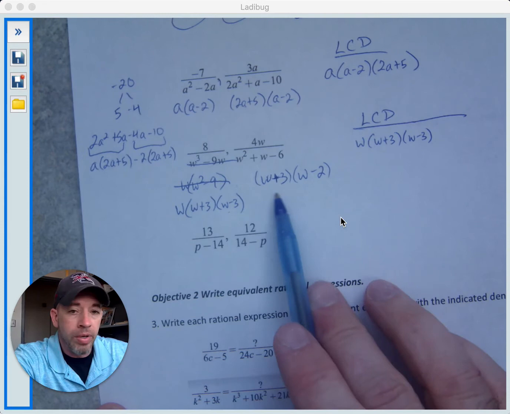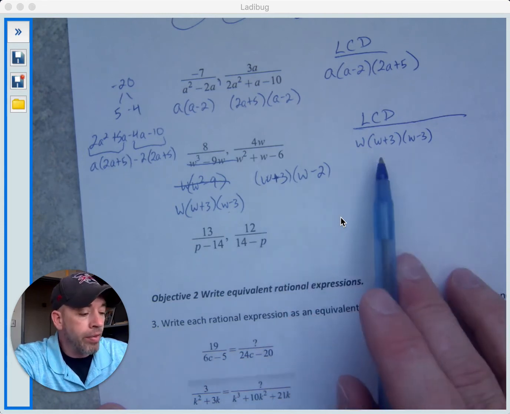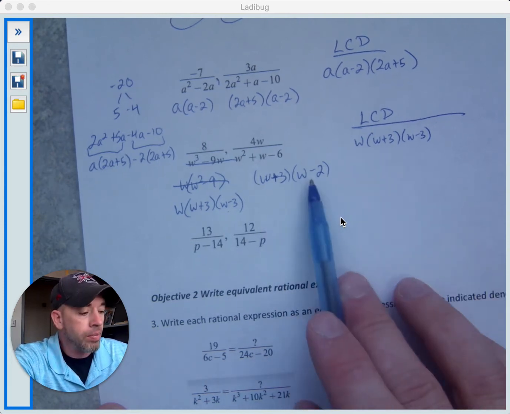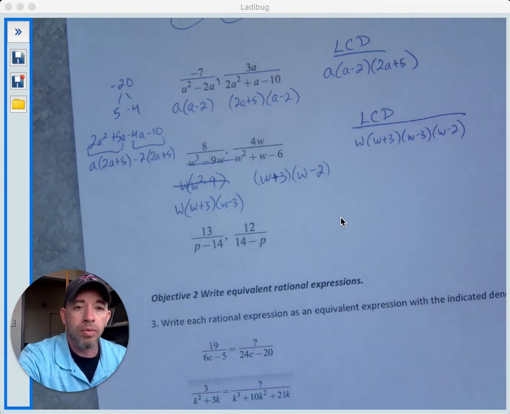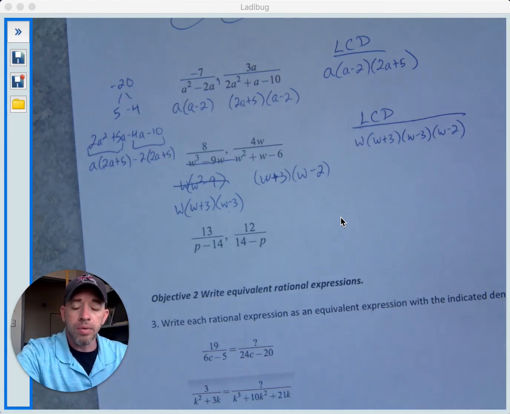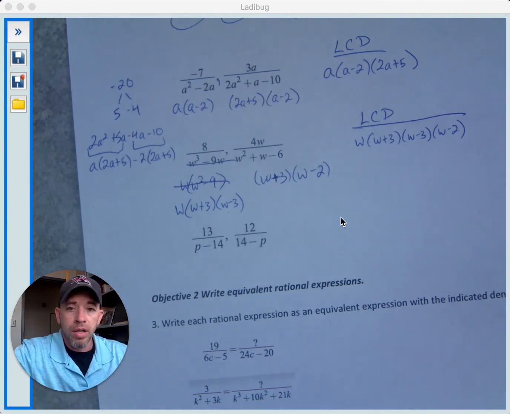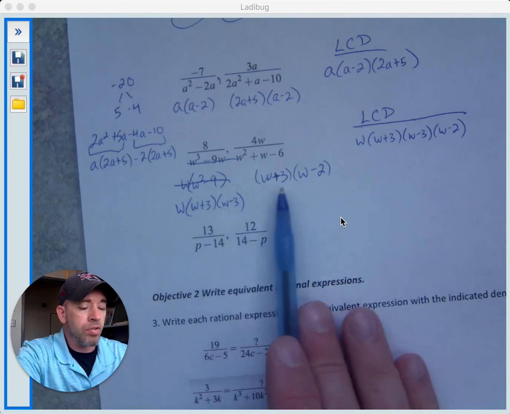A w minus 3. And we have a w plus 3 over here, but we already have one of those, so we don't have to put it in again, and we have a w minus 2. So that would be your LCD. The LCD would have to include any factor that shows up, as long as we don't repeat the factors that show up in both places.